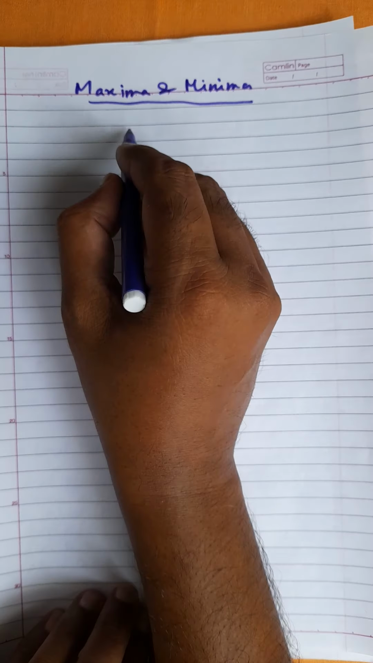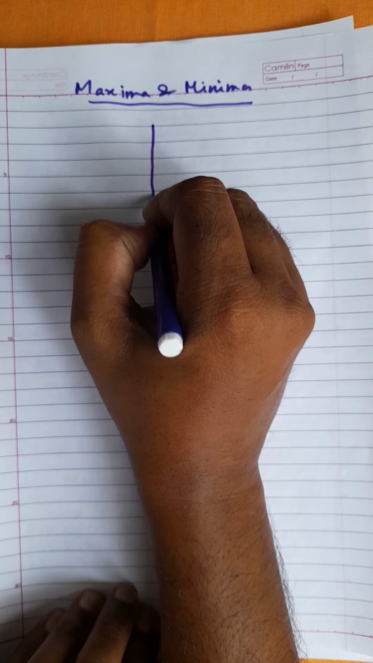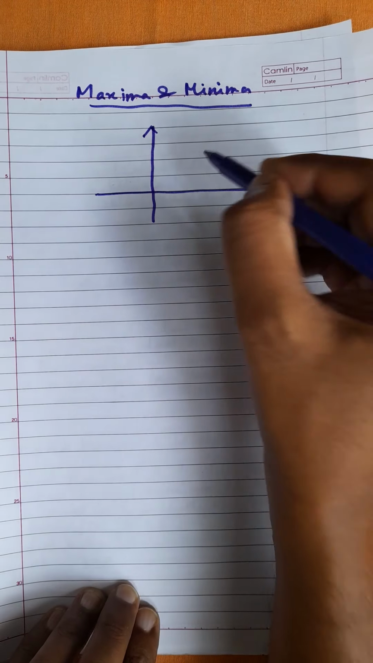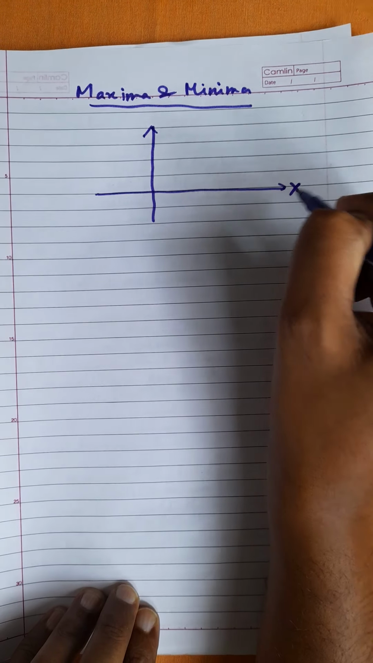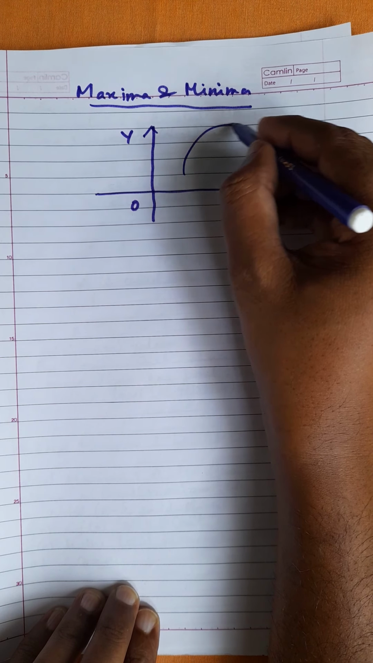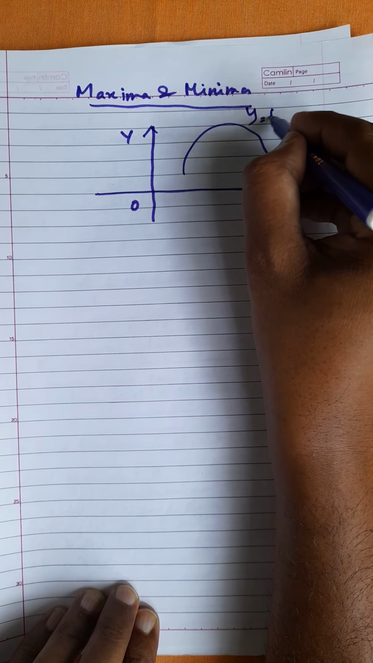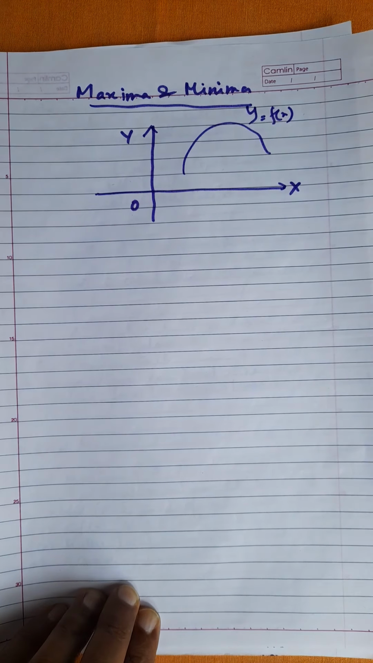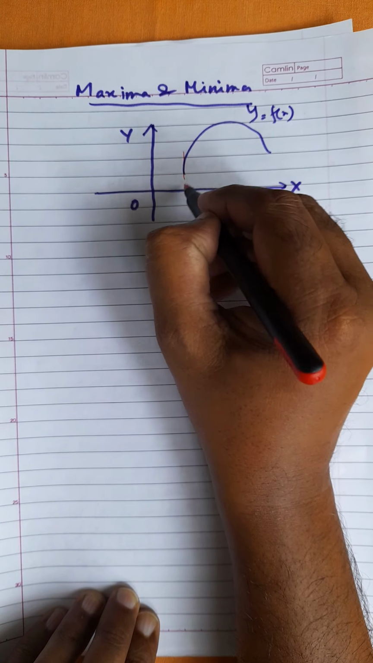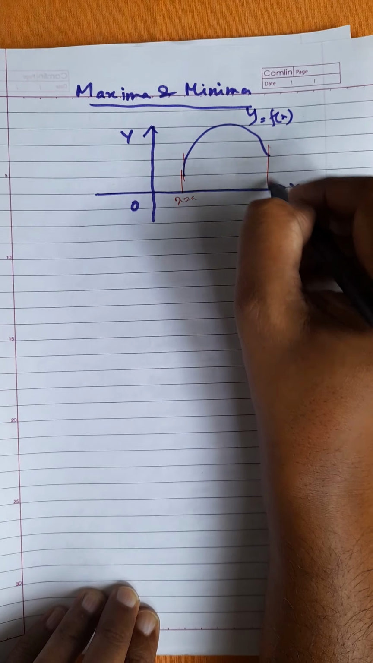Maxima and minima. Let's see. If we take a graph, then it will be easy to understand. See, this x-axis, y-axis, this is 0 origin. This is a graph, y is equal to f(x). Now see, in the open interval, this is x is equal to a, this is x is equal to b.